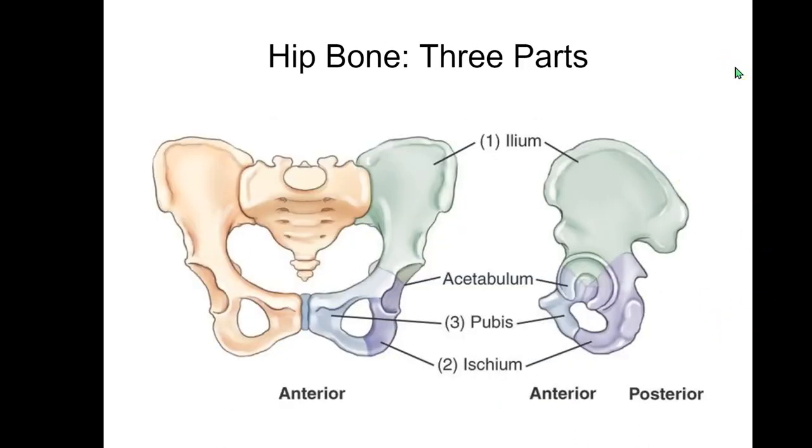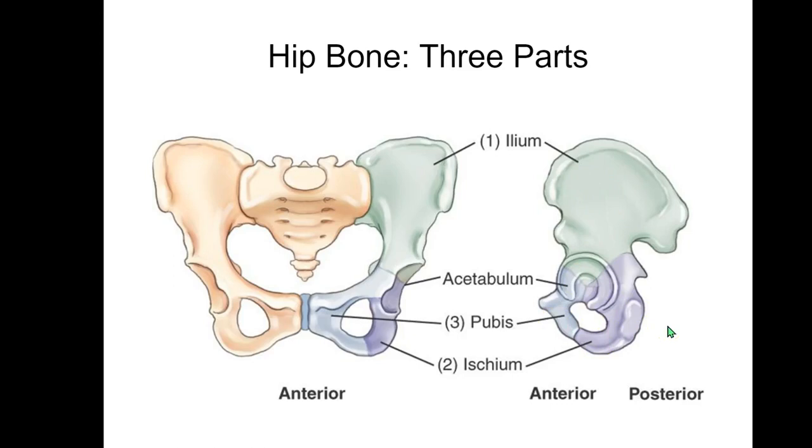Okay, next, you've heard me say the word hip bones. Let's talk more about what that means, hip bone. Each hip bone is composed of 3 divisions: the ilium, the ischium, and the pubis. So notice ilium is green, ischium is kind of a purple, and pubis is blue.